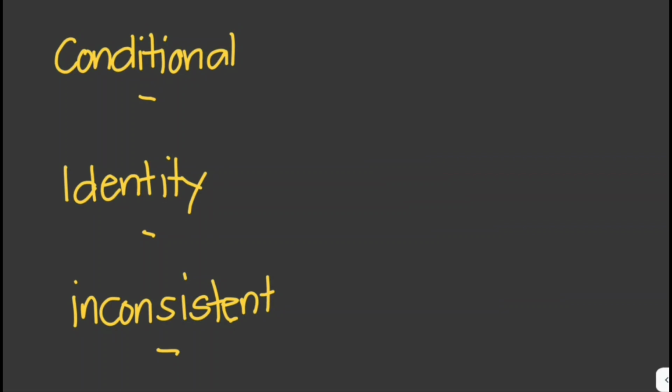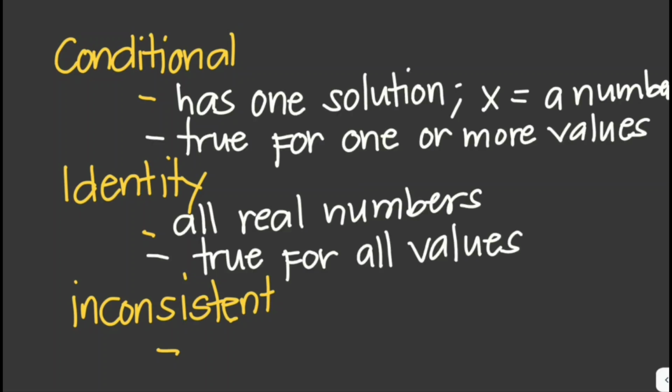When we solve a conditional equation, it will give us a solution. So it has one solution, which is equal to a number. And that means it is true for one or more values. So the variable given in the equation would have a value, say for example, x equals 0 or x equals -1/4, x equals 2. Okay, that is for the conditional equation.